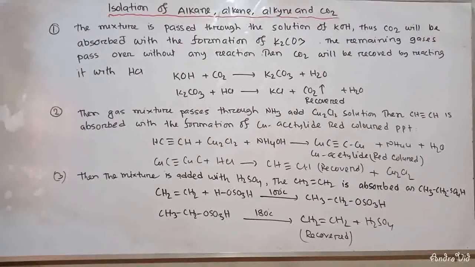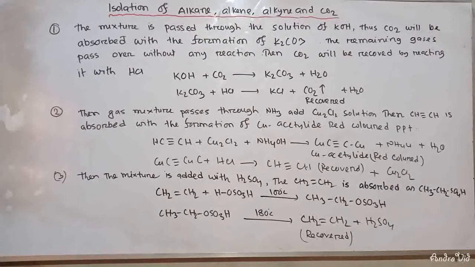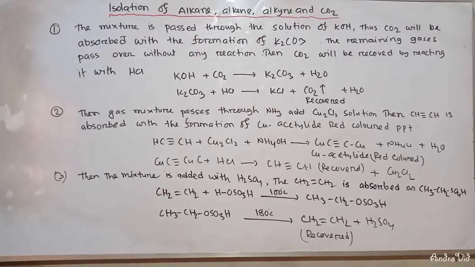Now, isolation of alkane, alkene, alkyne and carbon dioxide from a mixture. If there is a mixture where alkane, alkene, alkyne and carbon dioxide are mixed with each other, what is the way to isolate each component from this mixture? First, the mixture is passed through a solution of potassium hydroxide, so carbon dioxide will be absorbed with the formation of potassium carbonate. The remaining gases pass over without any reaction. Then the carbon dioxide will be recovered by reacting it with hydrochloric acid.